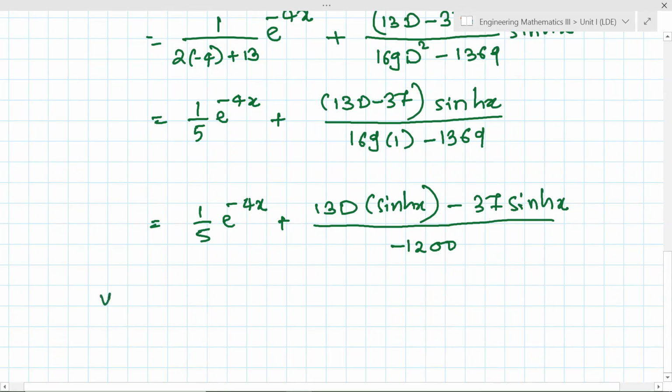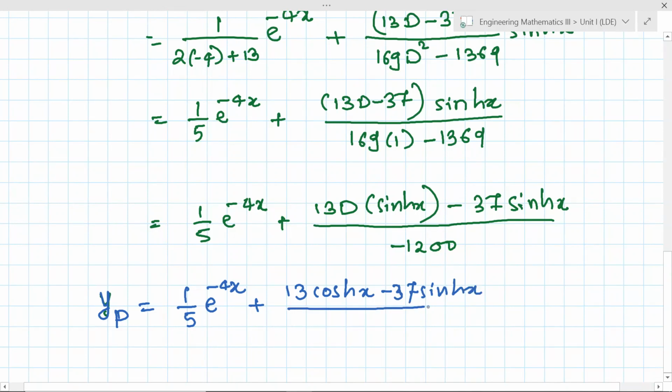And this yp, we are in the final stage of the solution, yp is equal to 1 by 5 as it is e raised to minus 4x plus 13 into the derivative of sine hyperbolic x, which is nothing but cos hyperbolic x, minus 37 sine hyperbolic x, divided by minus 1200. See, for this minus 1200, the plus minus become minus. So take this minus 1200, and that's it. This is my particular integral.